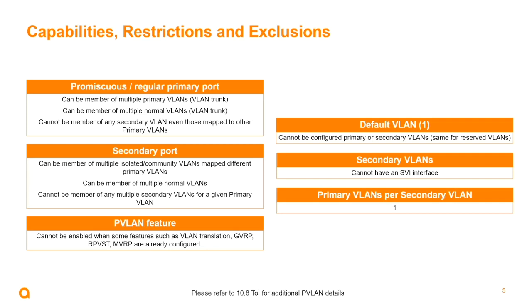When we're looking at the PVLAN features, it cannot be enabled when some features have been enabled, such as VLAN translation, GVRP, RPVST, or MVRP. Take note that the default VLAN cannot be configured as a primary or secondary VLAN, and secondary VLANs cannot have an IP address, an SVI interface. And each secondary VLAN is limited to one primary VLAN.